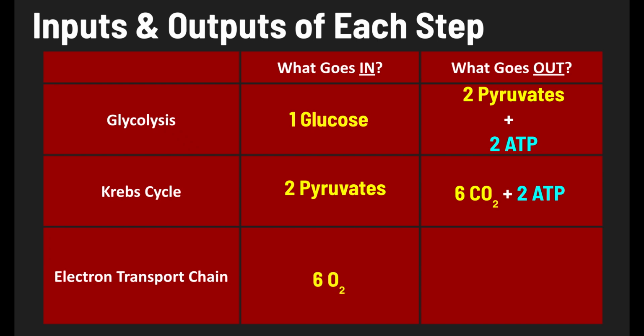Then, in the final step, the electron transport chain, the oxygen that you breathe in, 6 oxygen molecules, go into the electron transport chain, and here's what comes out: 6 water molecules and 34 ATP. So the step that makes the vast majority of the ATP is the electron transport chain. But if you add this up, that's a total of 38 ATP that you can create during cellular respiration. So that would be like 38 little batteries that the cell can use from this process.